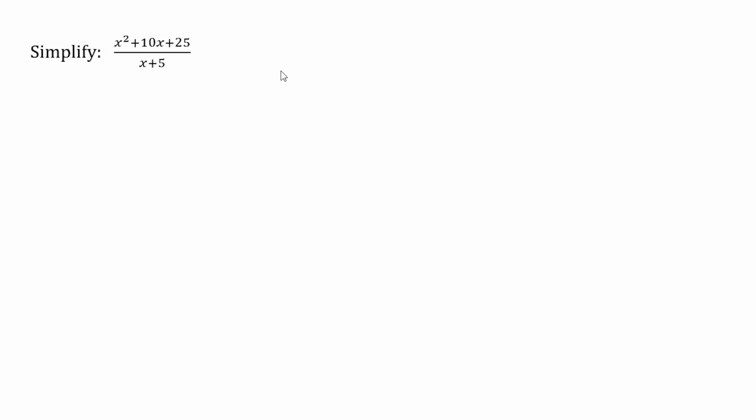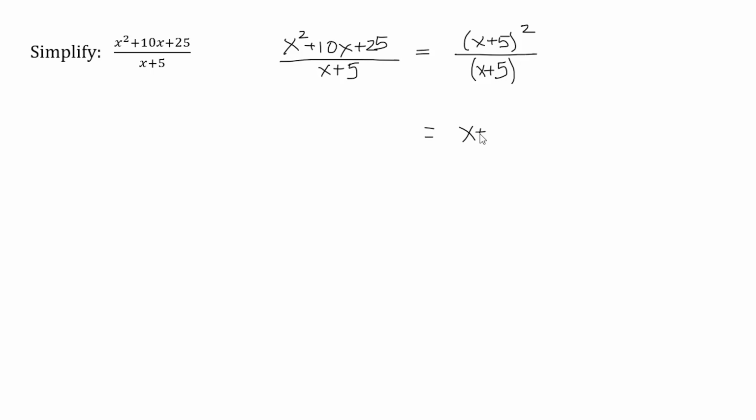So here's another simplify problem. In this one, x squared plus 10x plus 25 in the numerator and x plus 5 in the denominator, well, actually, that's going to be x plus 5 times x plus 5 in the numerator divided by x plus 5 in the denominator. And that's just going to give me x plus 5, because this equals x plus 5 multiplied by x plus 5, all divided by x plus 5, and this is just 1.